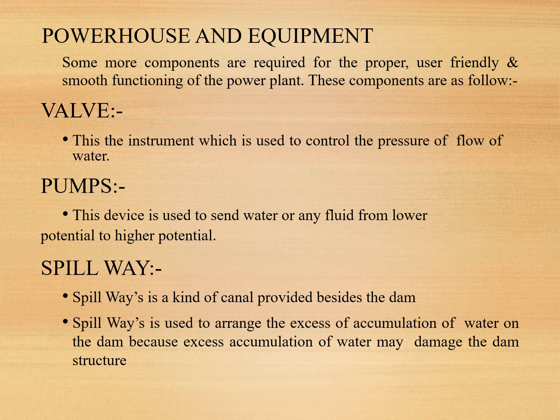Some more components are required for the proper, user-friendly and smooth functioning of the power plant. So these components are there: one is the valve, another one is the pump, and another one is the spillway. The valve is the instrument which is used to control the pressure of flow of water, and the pump is used to send water or any fluid from lower potential to higher potential.